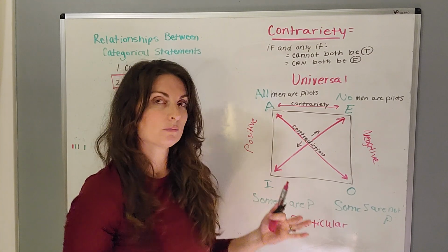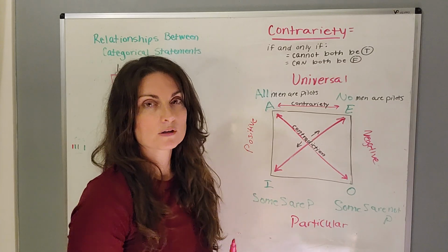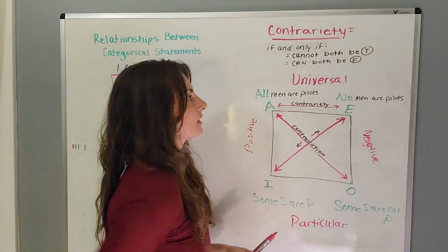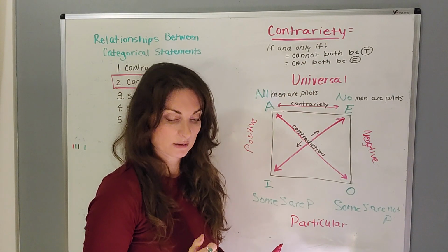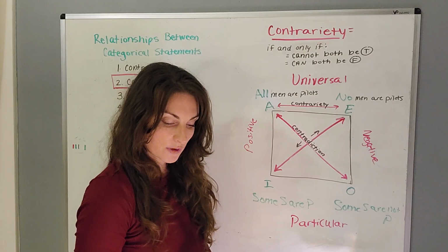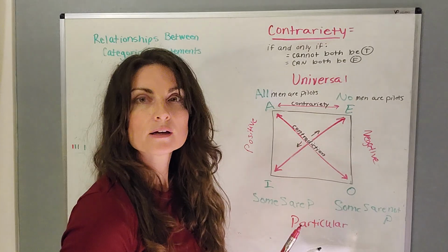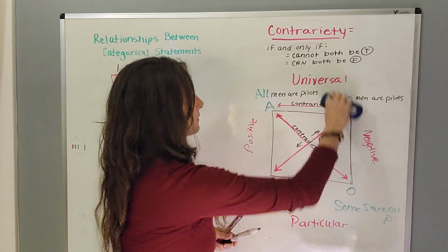So the third option could be that some are or some are not. So that shows how it is true that both cannot be true. However, both can be false. Let's do another example here. How much time do we have? Okay, let's do another one.